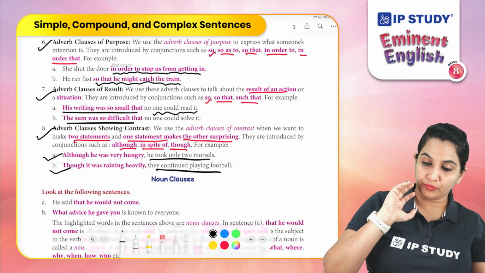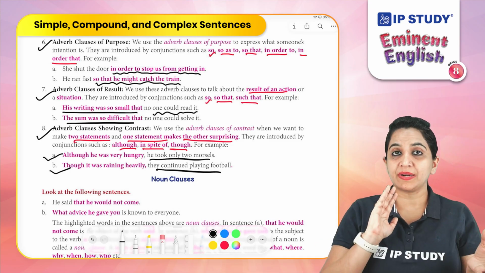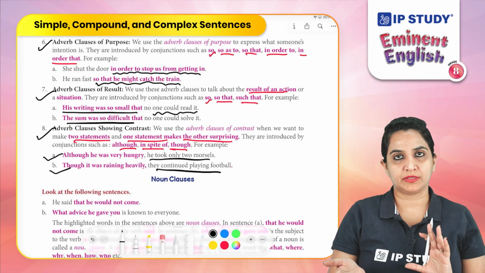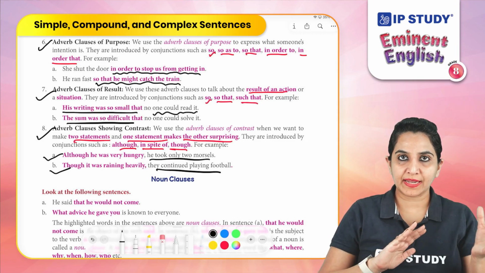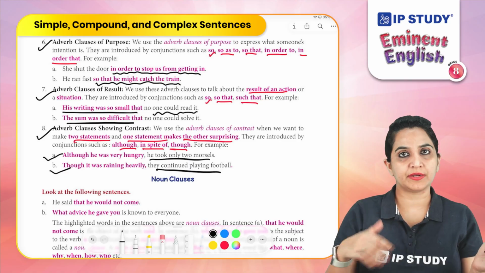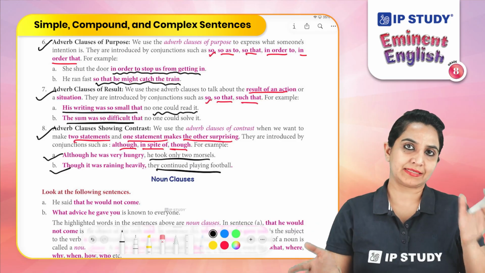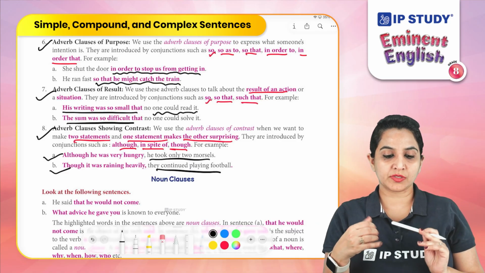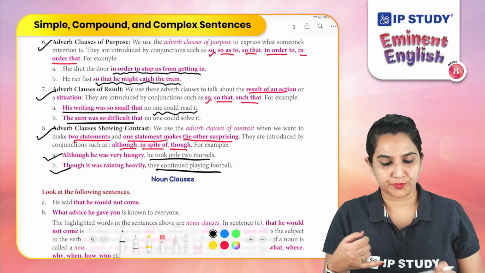So they are formed with two statements, but they are contrasting of each other. Although it was raining heavily, I went out for shopping. Although it was raining heavily, they continued playing football. So the contrasting statements, and we use the conjunctions although, in spite of, and though.